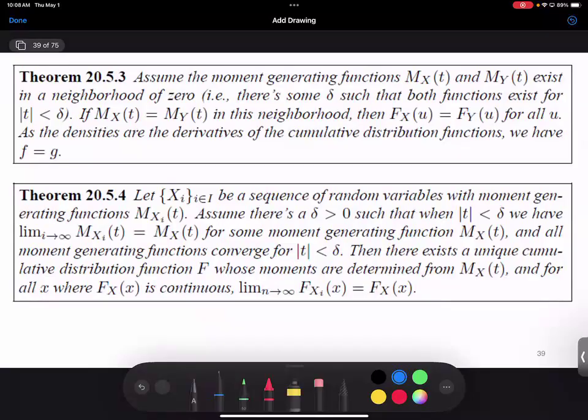So again, in words, we have a small interval about 0 where things are converging. They're converging to some nice function. It turns out that the function they're converging to has some associated cumulative distribution function attached to it. And the only way they can be converging is if the corresponding cumulative distribution functions are also converging. So the moment generating functions converging to something nice means the cumulative distribution functions converge to something nice.